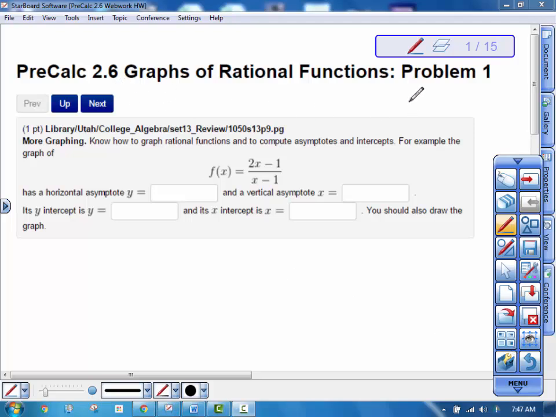Okay, this is 2.6 homework help. The first problem gives us a rational function here, and it asks us for the horizontal asymptote, the vertical asymptote, and the x and y intercept.